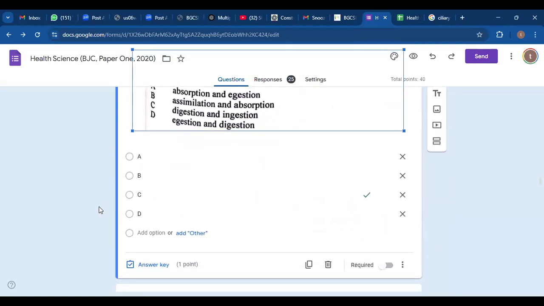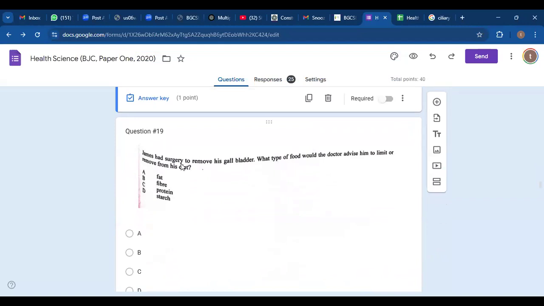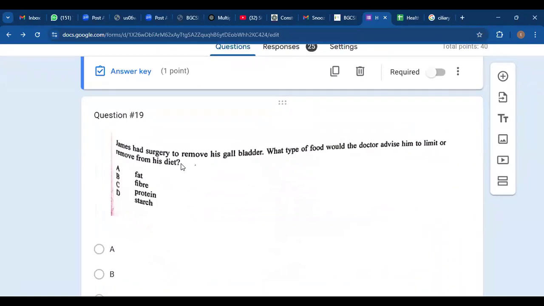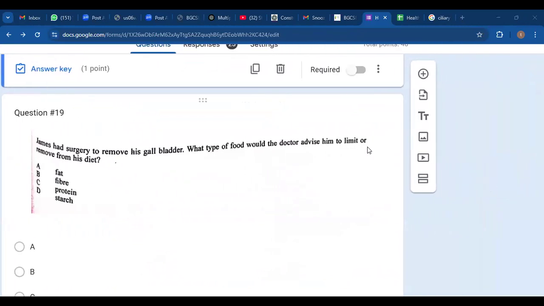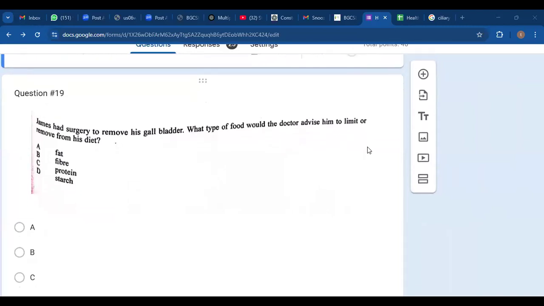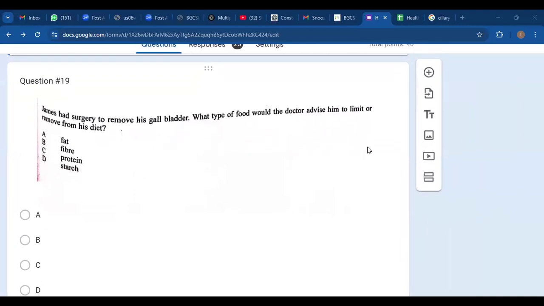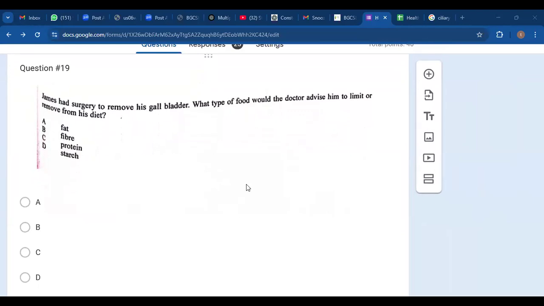Okay, now number 19. James had to remove his gallbladder. Whatever food would the doctor advise him to limit or to remove from his diet? D. Starch. A. Starch. Why starch?